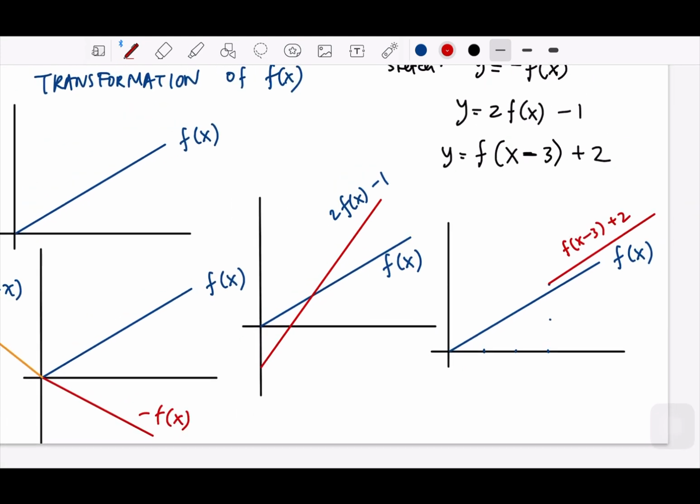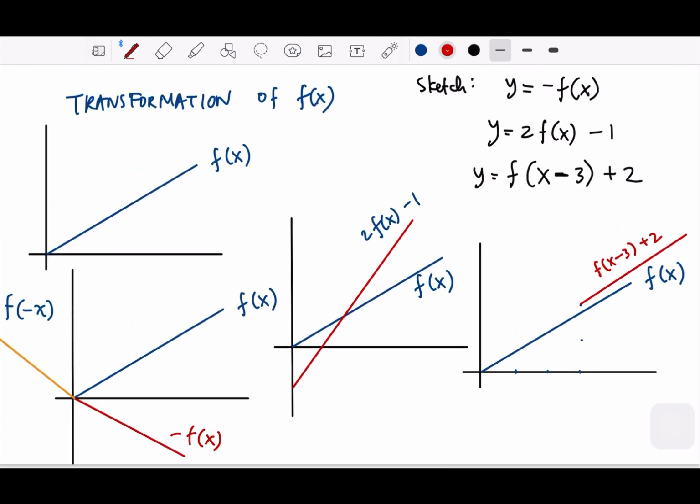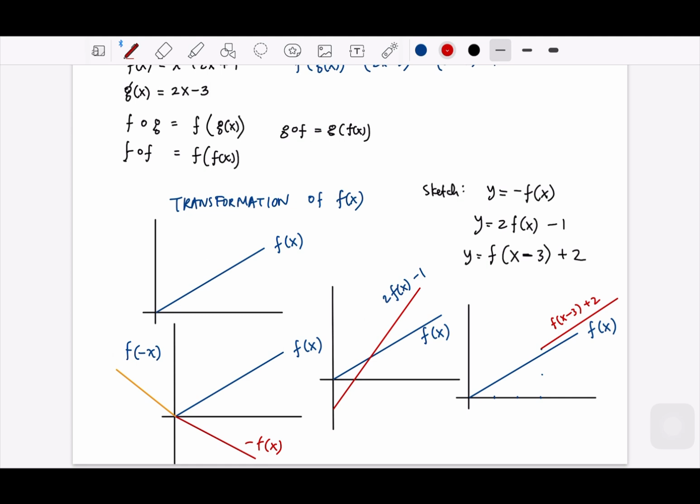Okay, I hope this little review can help you remember some sketching, some transformation of the functions. Okay, let me just go. Or maybe any questions first? Any discussion?